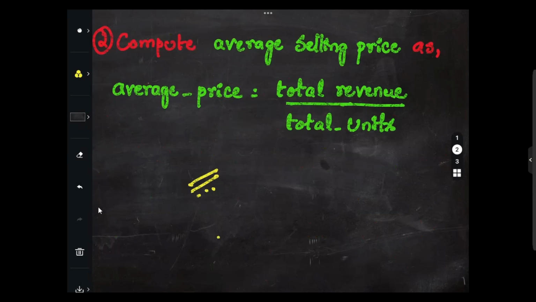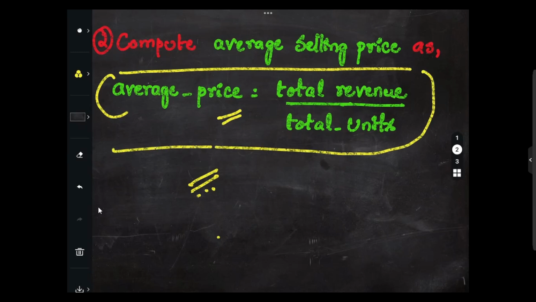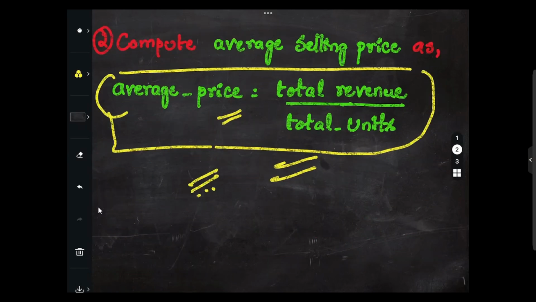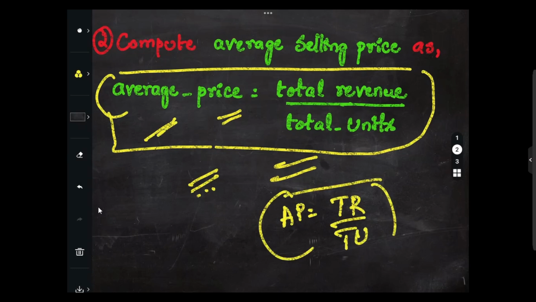The second step here is that we will compute the average selling price as average price equals total revenue divided by total units. This is the formula that we'll be going with. This is very important, just keep this in mind.